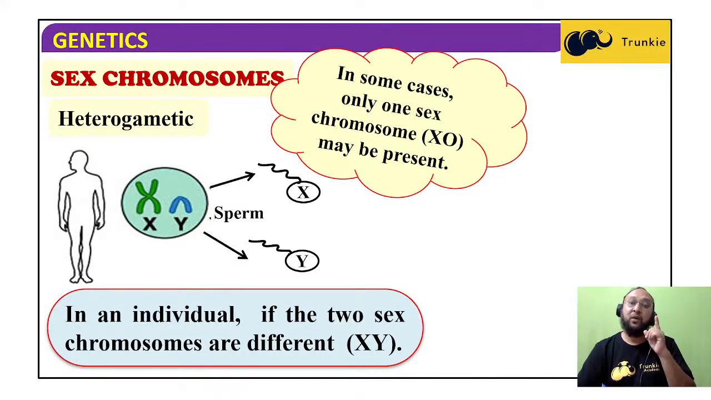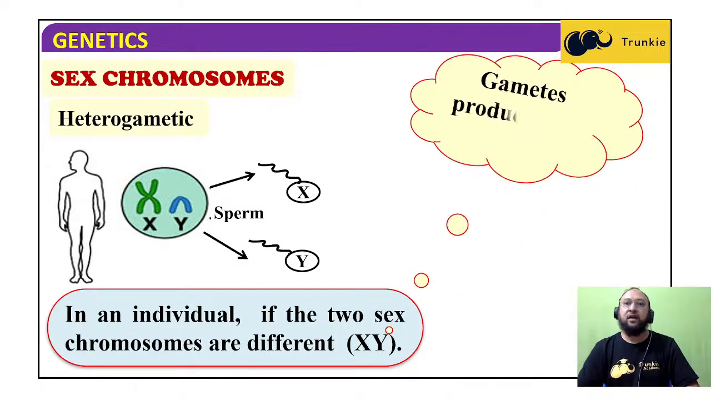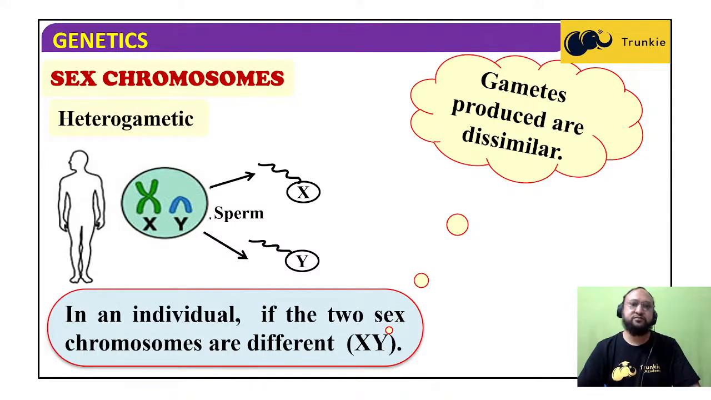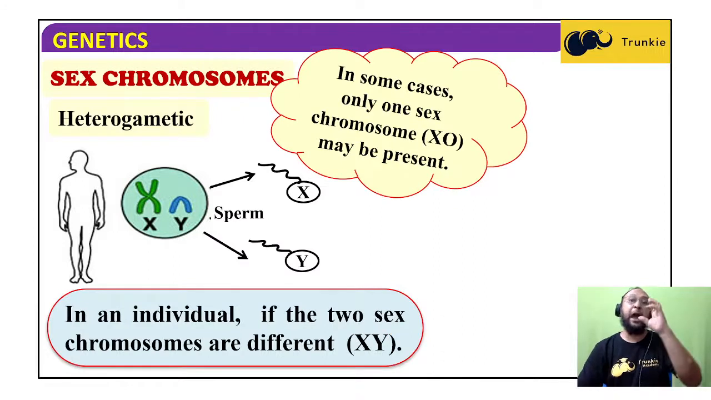So only one sex chromosome is present, X0. There is no other sex chromosome in some cases. So for these organisms, the determination of sex is a little different, not as in the case of human beings. Gametes produced are dissimilar, what we call heterogametic.